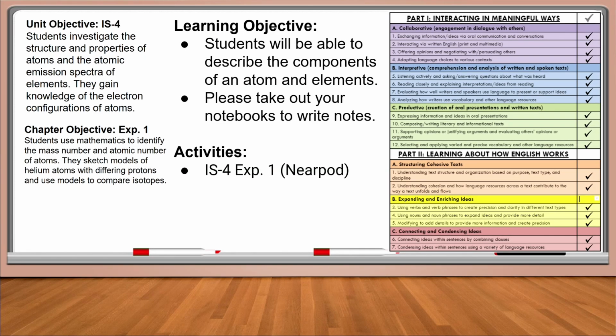Hello everyone. Today's learning objective is students will be able to describe the components of an atom and elements. Please take out your notebooks to write notes and open IS-4 Experience 1 Nearpod. Thank you.